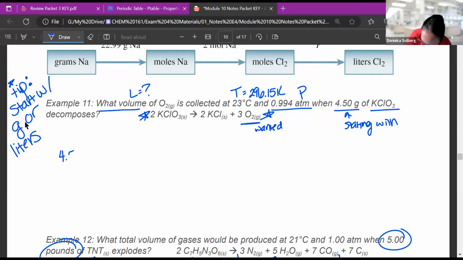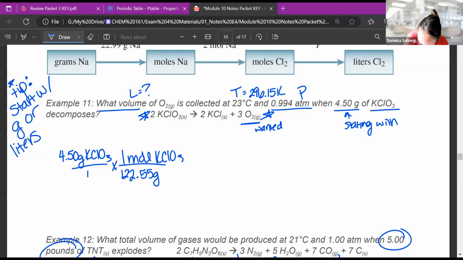So I know I'm starting with 4.50 grams of KClO3 over 1. Now, this is grams. So my first step is to convert to moles. Well, this isn't a gas yet, so all I have to do is use molar mass. So I find the molar mass of KClO3 is 122.55 grams per mole. So that'll get me to moles of KClO3. So that unit works.